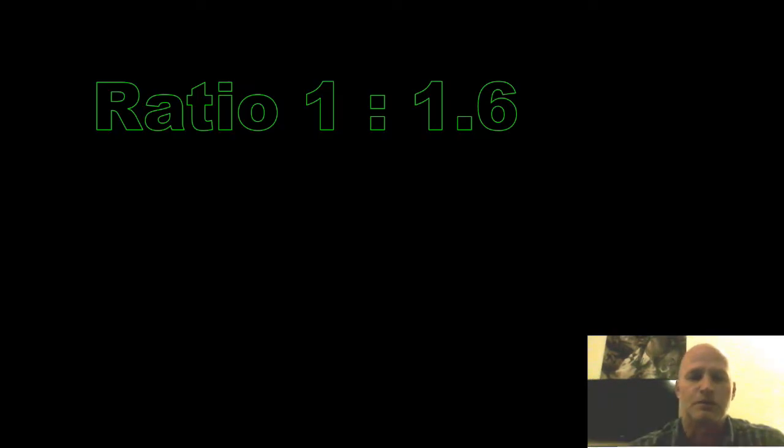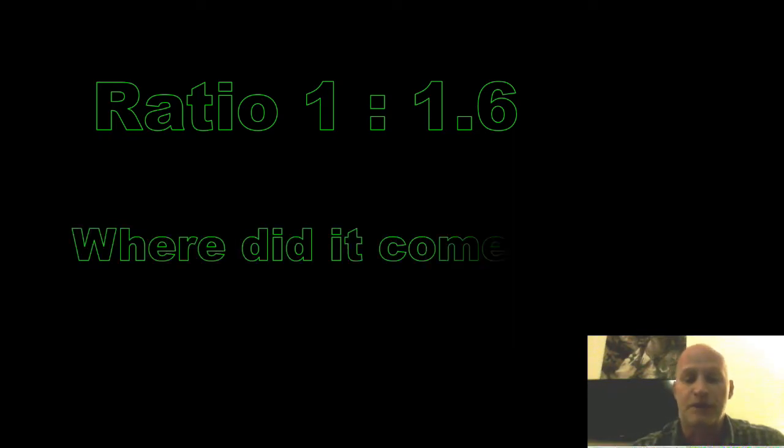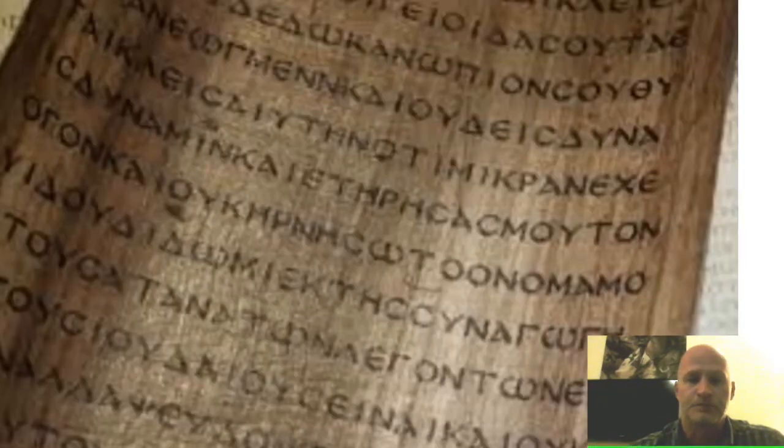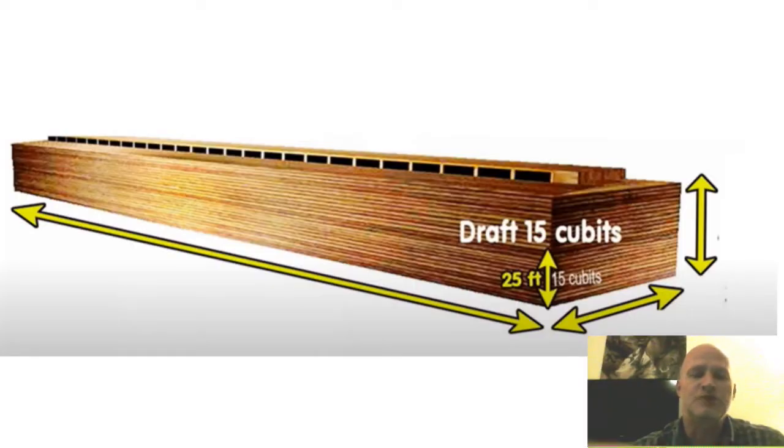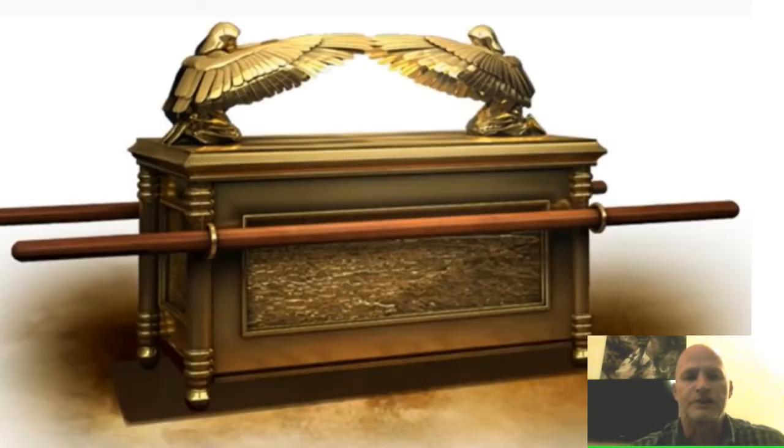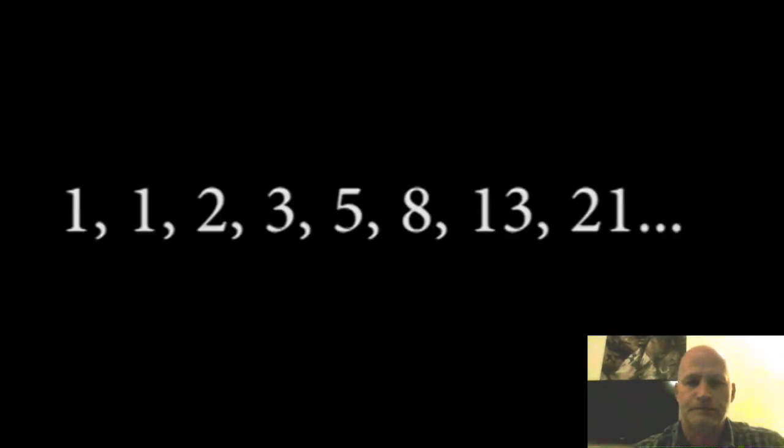So, what is ratio 1.6 and where did it come from? In ancient manuscripts, we see the following. Noah's Ark is built at a ratio of 1 to 1.6. The Ark of the Covenant is built on the same ratio. So, what are these numbers?